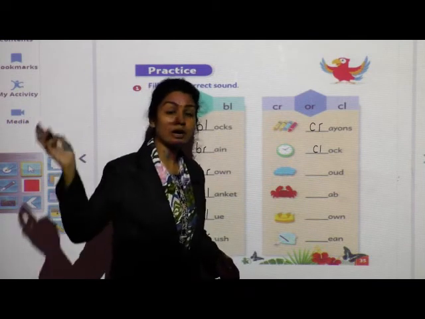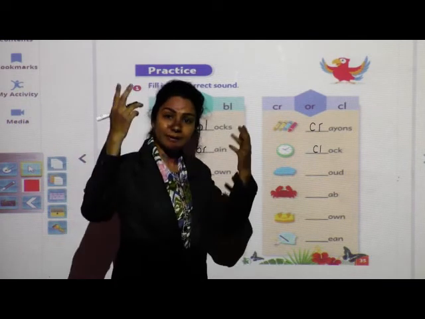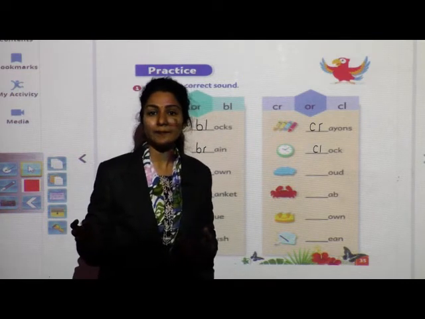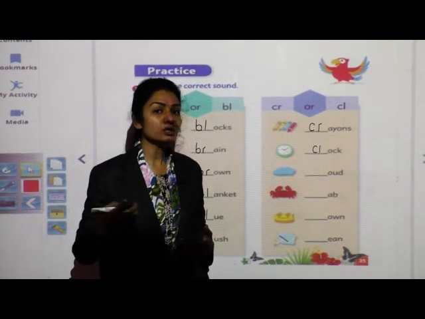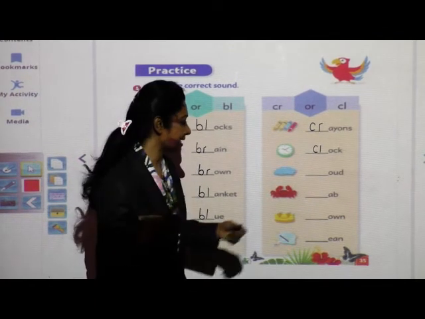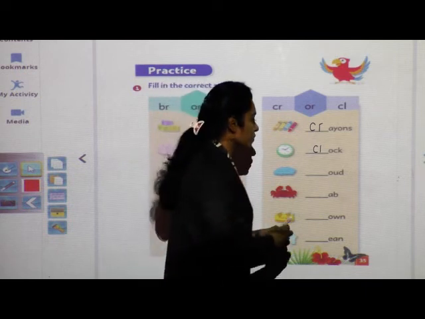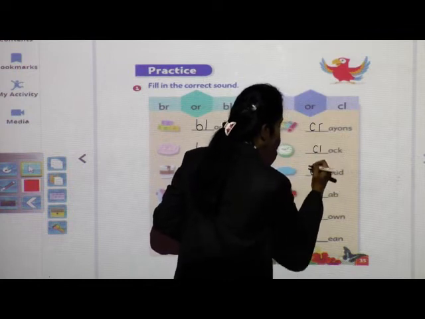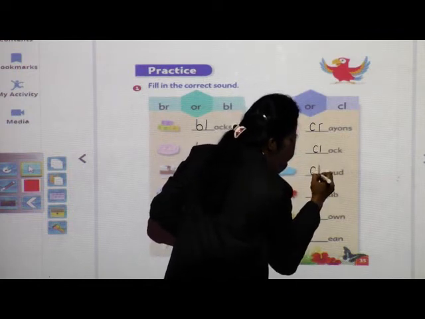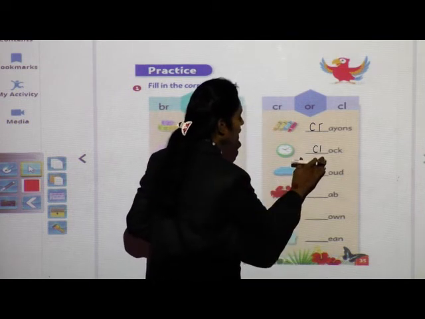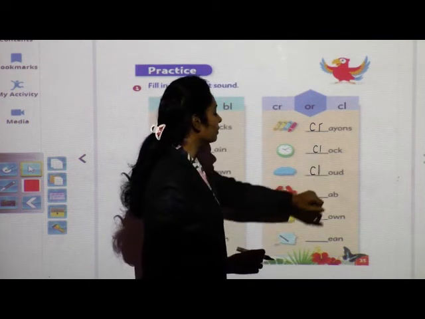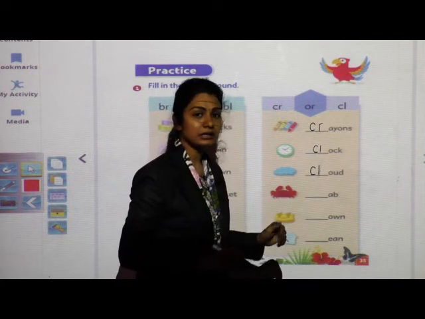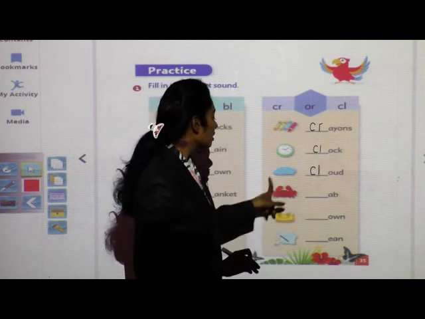When we say बादल, what do we call it in English? When there is rain, when it rains, then clouds come in the sky. So what do we call बादल in English? Yes. What? Cloud. So write here, C-L, C-L-O-U-D, cloud.